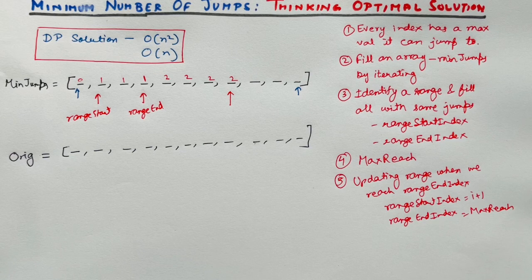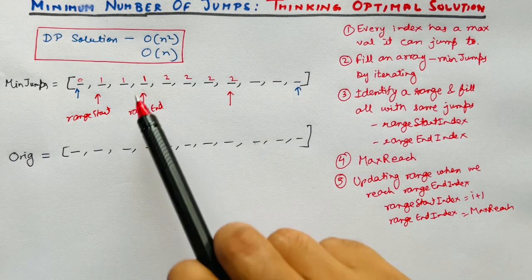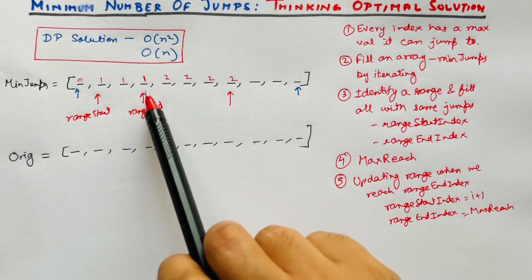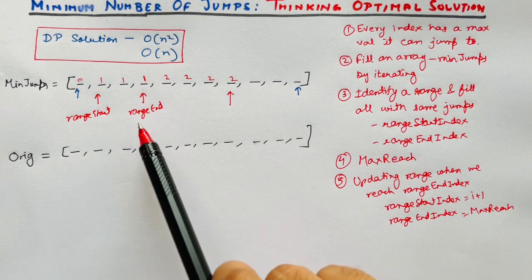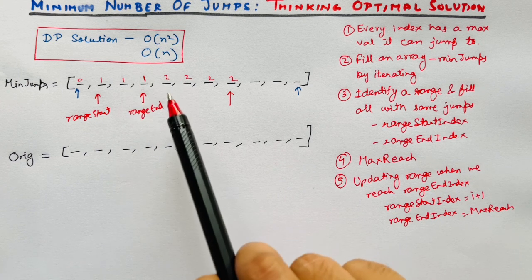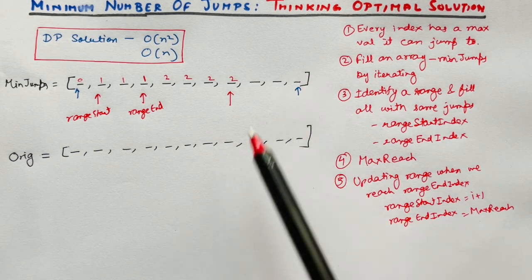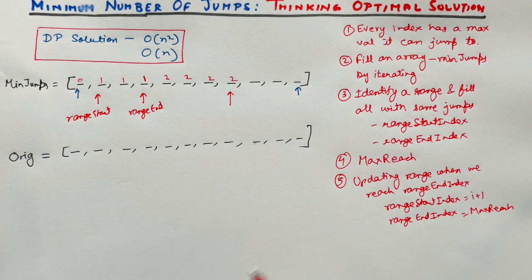There could be a corner case as well. The corner case could be that this max reach is equal to the range's end index only. Therefore, it is not possible to jump further from this. In that case, we know that the last index is not reachable, so we can directly return -1.